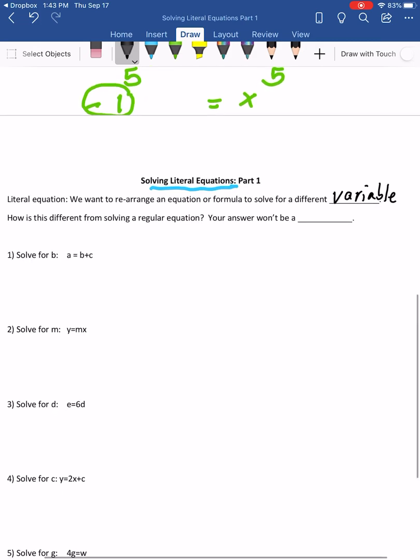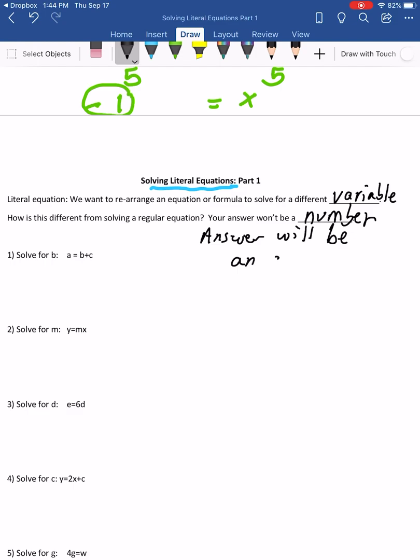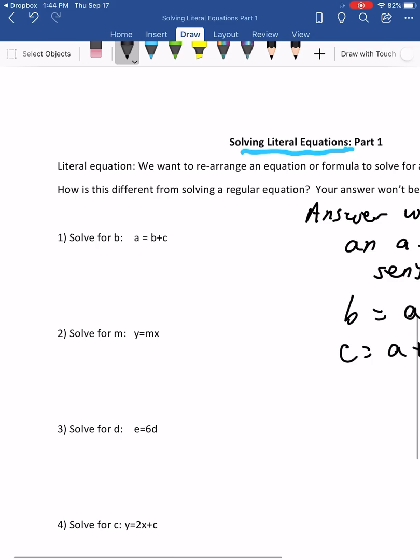All right. How is this different from solving a regular equation? Your answer won't be a number. Answer will be in algebraic sentence. Like b equals a minus c, c equals a plus b, something like that, depending on what you're asked to solve for. Okay, let's get into actually how to do this.